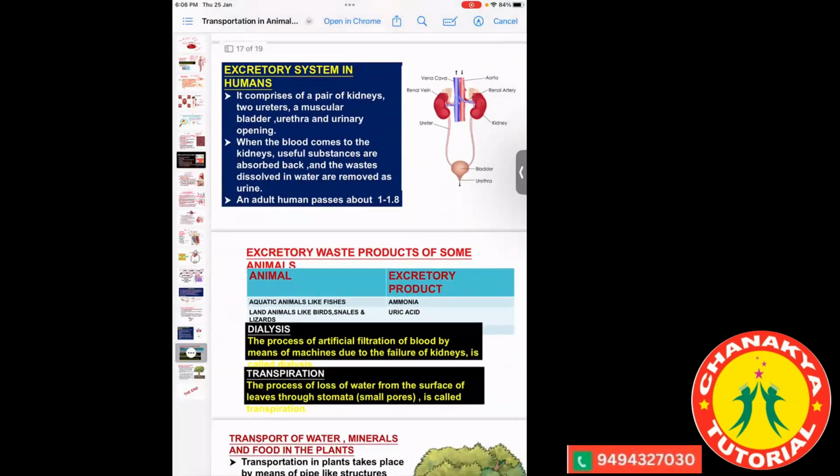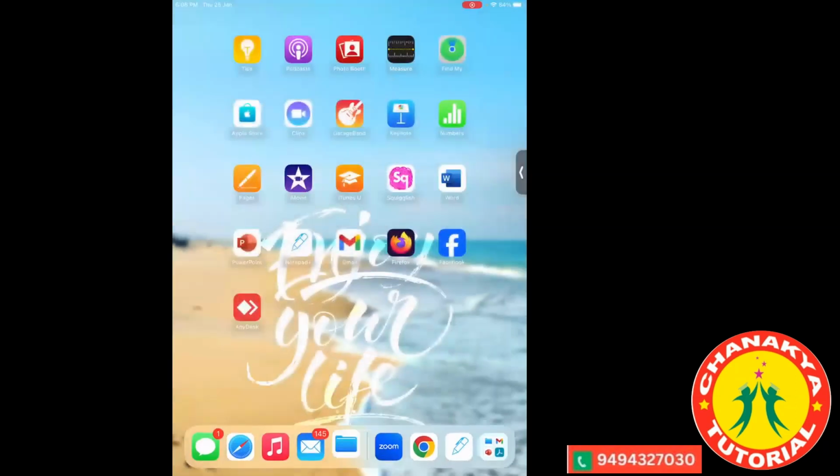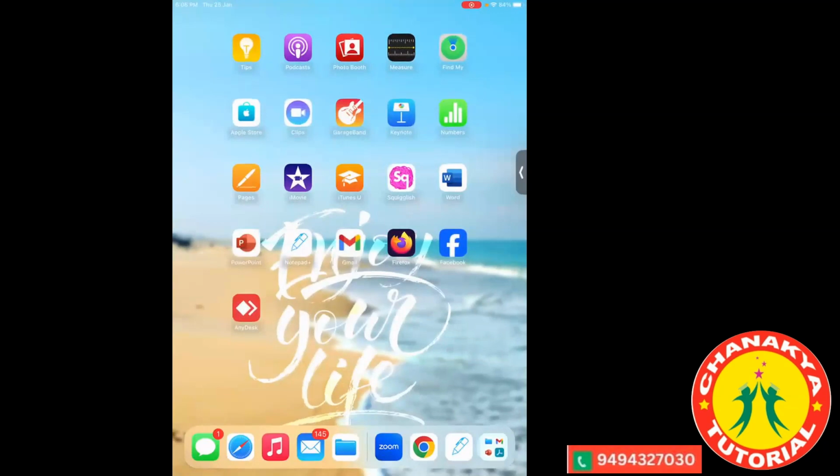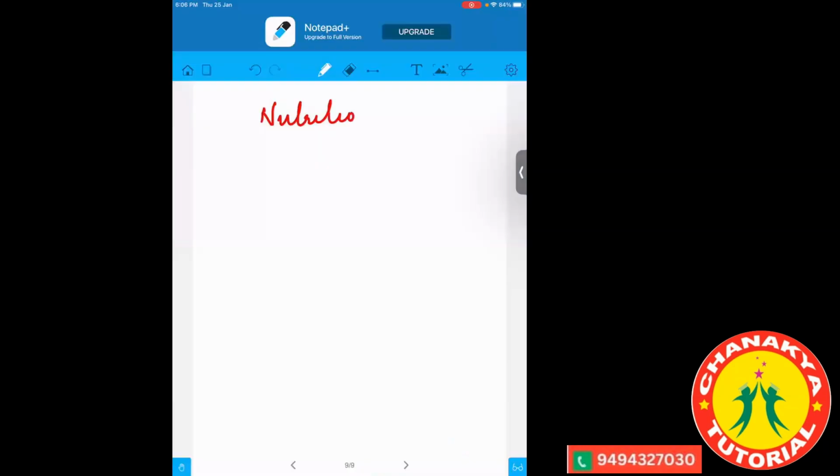Now, the next one is the human respiratory system. So, when we talk about the human respiratory system, it basically means how do we remove the waste from our body. In the chapter nutrition in animals, we have discussed that through the process of egestion, what will happen?